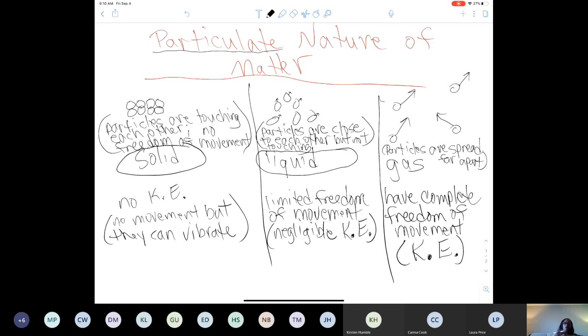So now that we've gone over the differences on the particulate level, the differences between solids, liquids, and gases, now we're ready to start the lab.